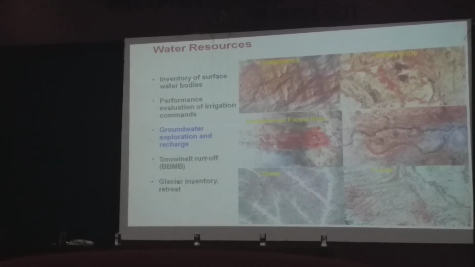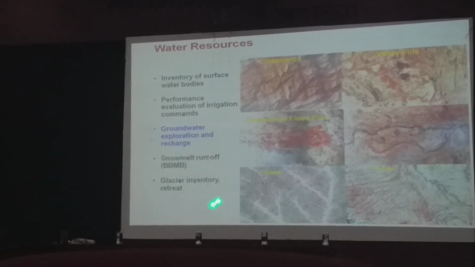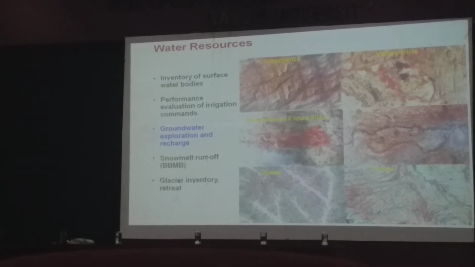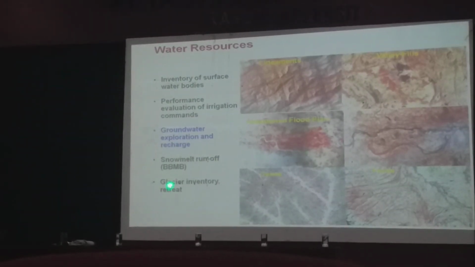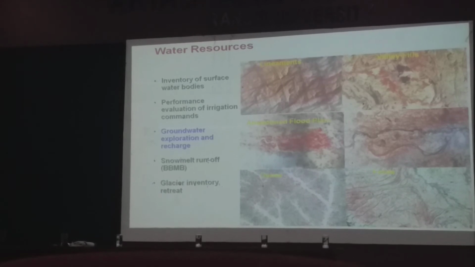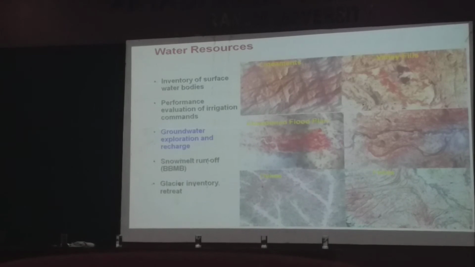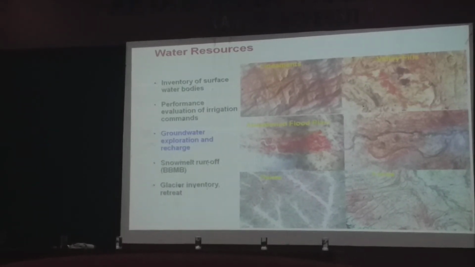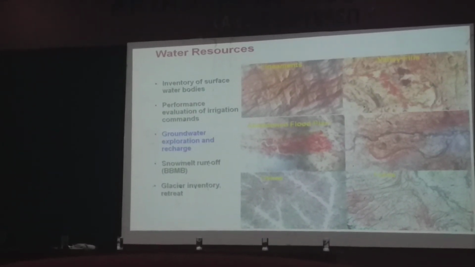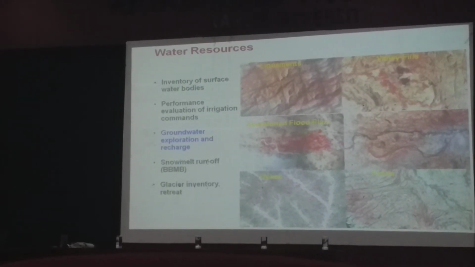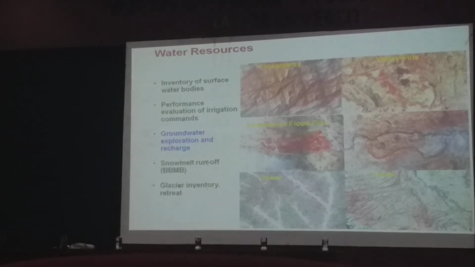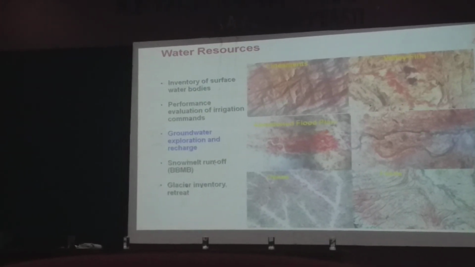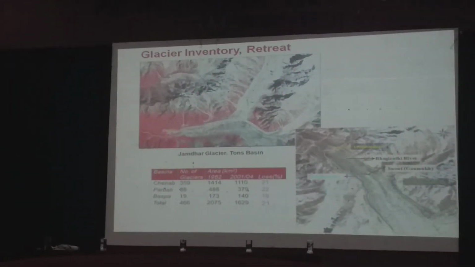Where the ponds and lakes are, and how they are changing over time. Then groundwater exploration is also very important. In geoscience, techniques have already been developed to find the probable zones where groundwater exists. Then snowmelt runoff analysis: in the Himalayan region, how the glaciers melt and how the snout of the glaciers is retreating can be analyzed easily using remote sensing data.